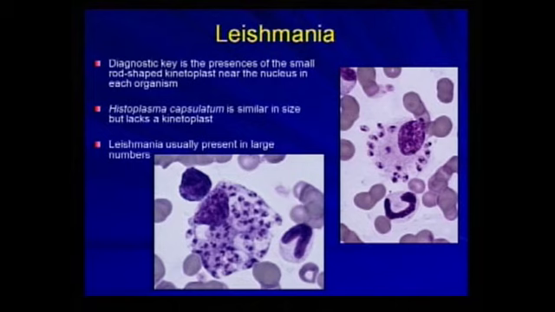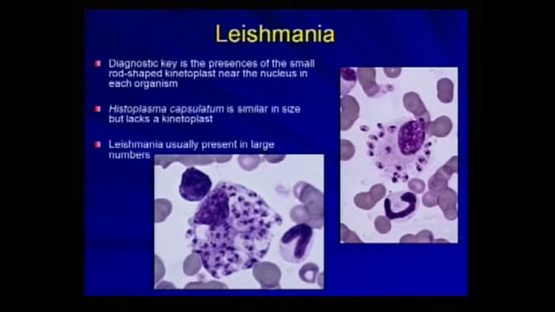Okay, these are taken at 100x, and you can see that within the macrophage cytoplasm, these organisms have a nucleus, and then they have a kinetoplast, which is oriented perpendicularly to that nucleus. So this is leishmania, the same size as histoplasma, but does not have that kinetoplast. Okay, both of those can be present in large numbers.